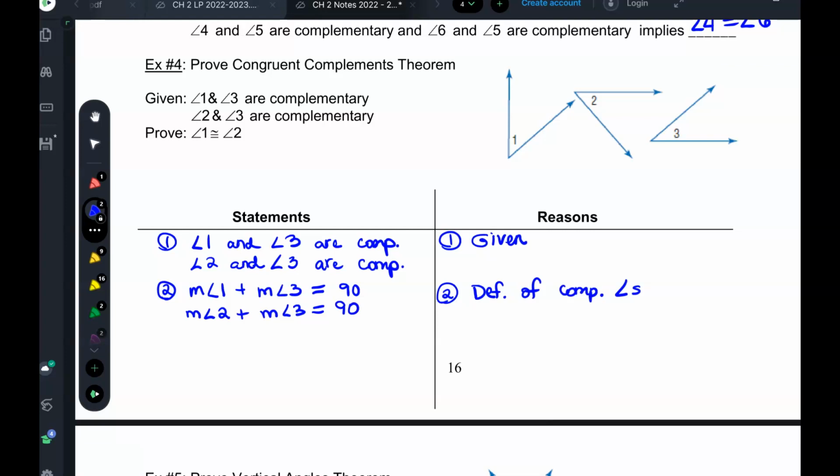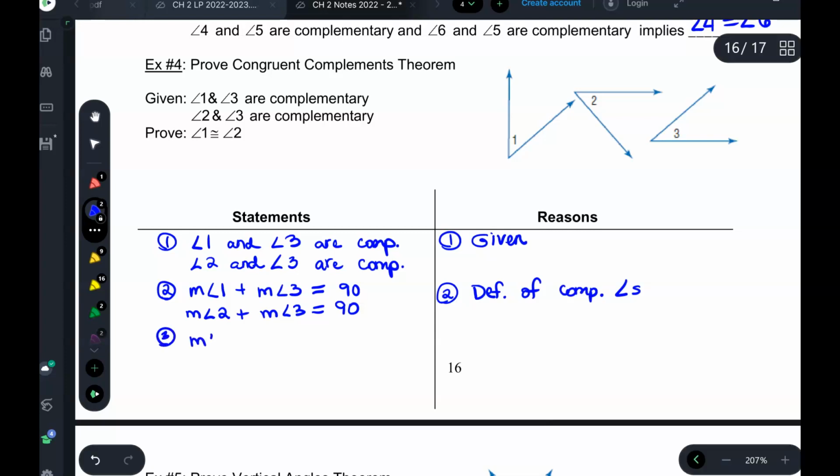Now remember, what am I trying to prove? I'm trying to get angle 1 and angle 2 congruent. Could anybody have an idea what the next statement might be? If they both equal 90, then they both equal each other. What both equal each other? Measure of angle 1 plus measure of angle 3 has to equal... Good. They're both equal to 90, so I can set measure of angle 1 plus measure of angle 3 equals measure of angle 2 plus measure of angle 3. That could be substitution. I would also accept transitive.